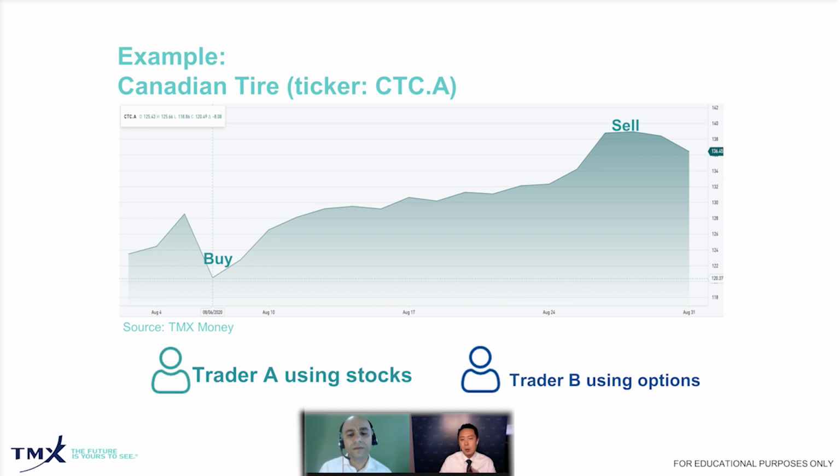Using a stock, it's always buy low and sell high. But that's the same thing with options. You want to buy an option and pay a premium and then wait for the stock to go up, the option premium or the option price is going to go up, and then sell at a profit. Now, let's use Trader A and Trader B. Both are bullish. They think that Canadian Tire is going to go up. One will use stocks and the other one will be using options. So in the next slide, I'm going to use a table to compare the pros and cons between both traders.